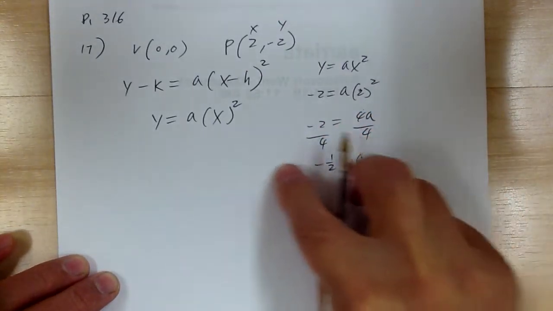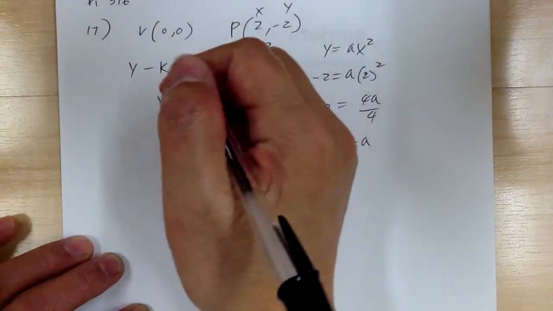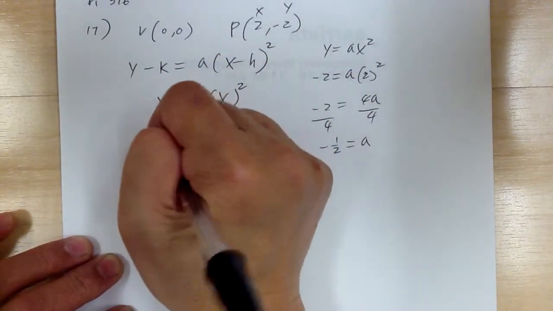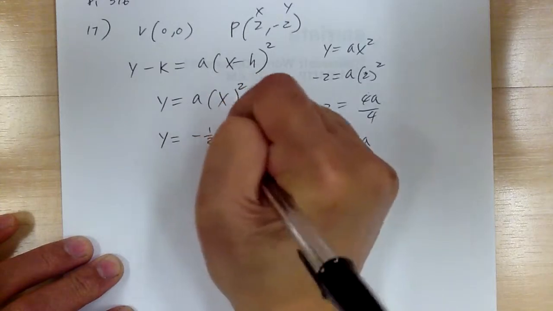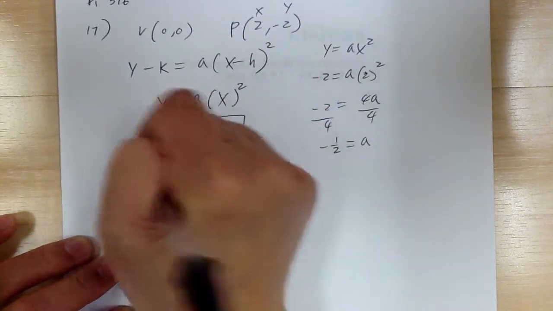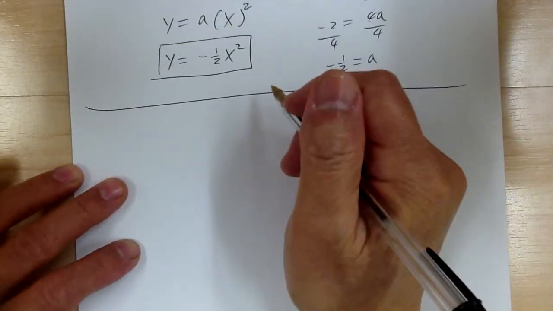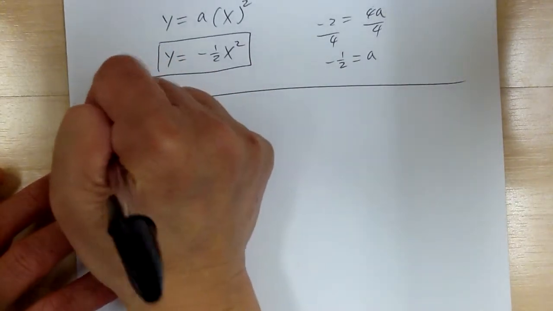Once you find a equal to negative 1/2, you put over here, and you can substitute. And so you got y equal to negative 1/2 x squared, and that would be the answer. Okay, let's go to 19.